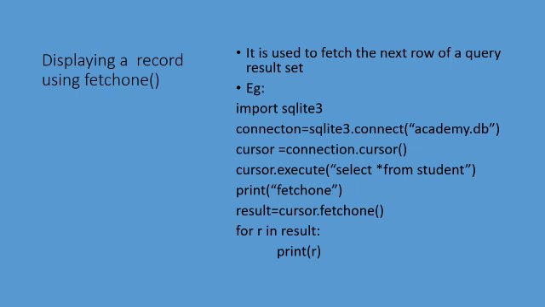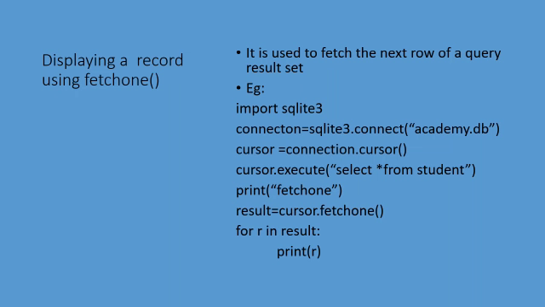Next, the same thing, cursor.execute select star from student. This select star from student will display all the fields in a table that will be executed through cursor.execute. Next, print fetchone. This message will be printed. Next, result is equal to cursor.fetchone. Fetchone will fetch one record, and the cursor will traverse through the records and it is stored in a variable result. Next, for r in result, I am going to print one by one, print r, that's all.